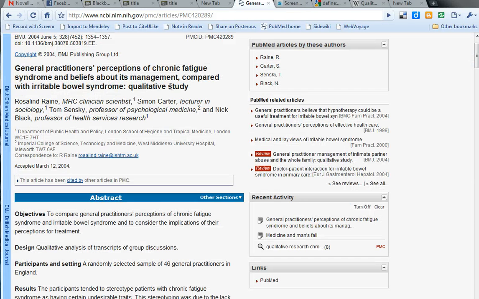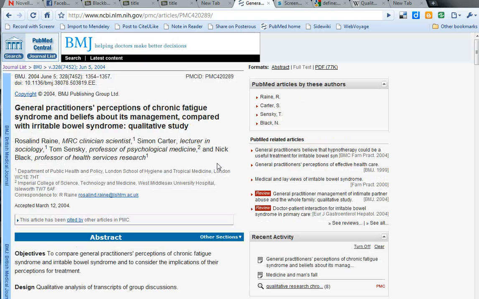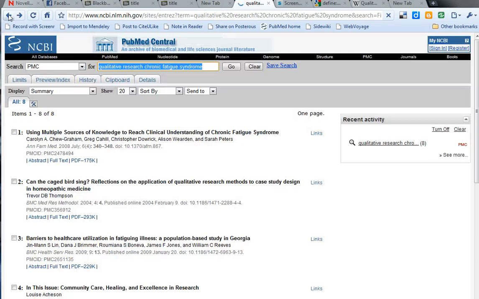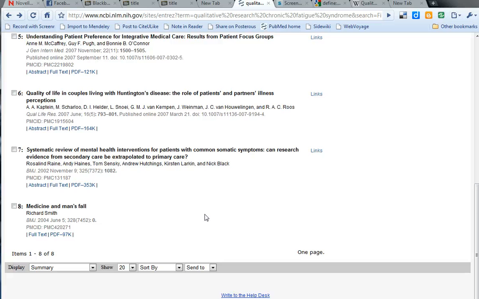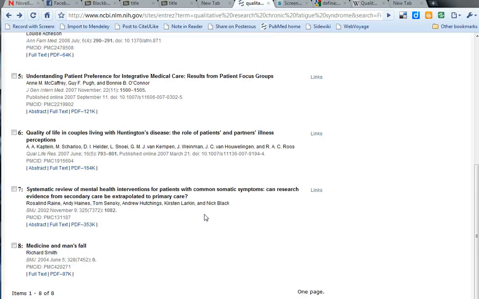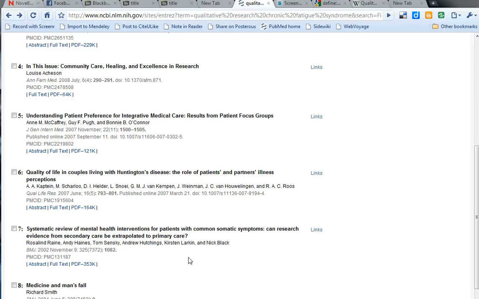So this is a qualitative study done about chronic fatigue syndrome of GPs' perceptions, so that's something good. Hopefully that paper would also have been listed in here, but it doesn't look like it particularly is. So there you go. You don't always find everything whenever you do a search, and that's why you have to look and then go a little bit further.